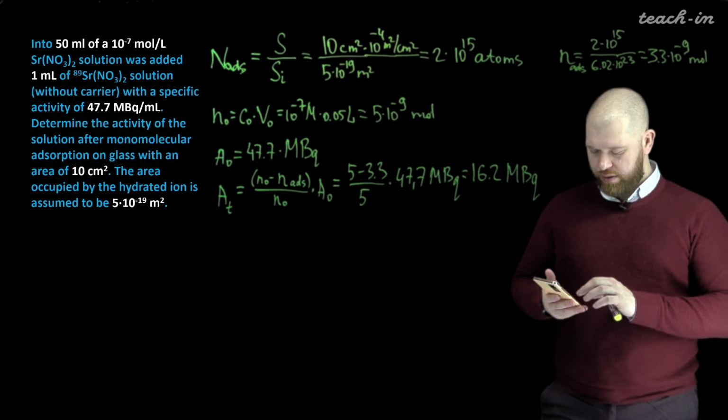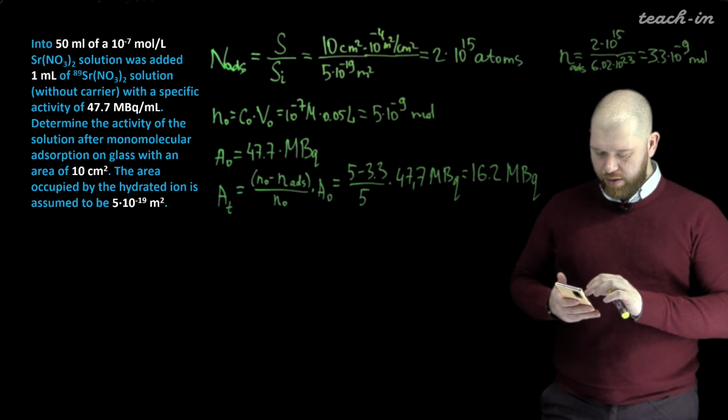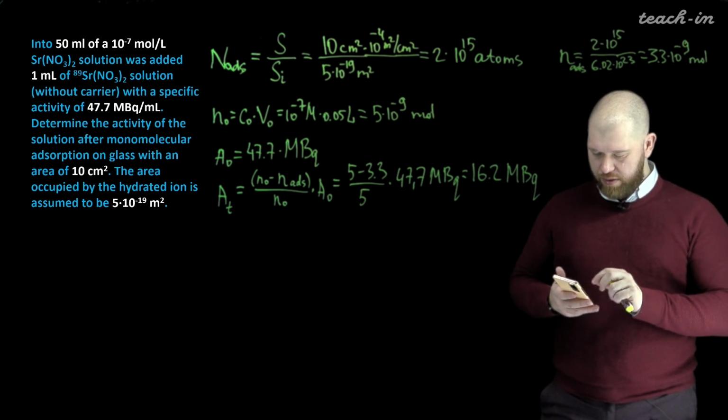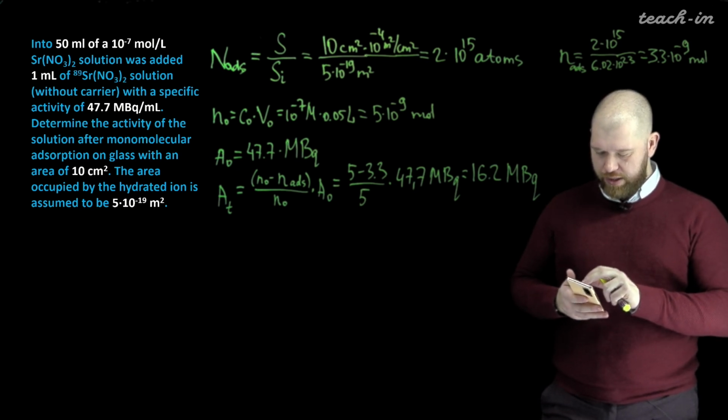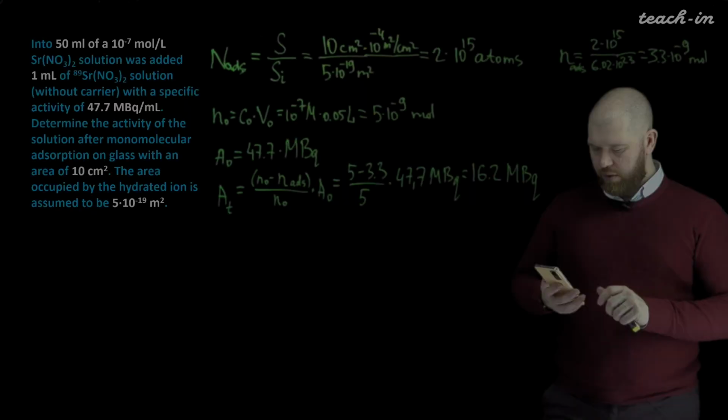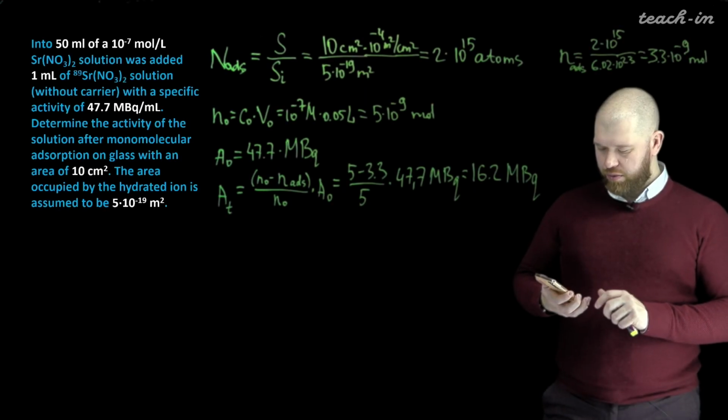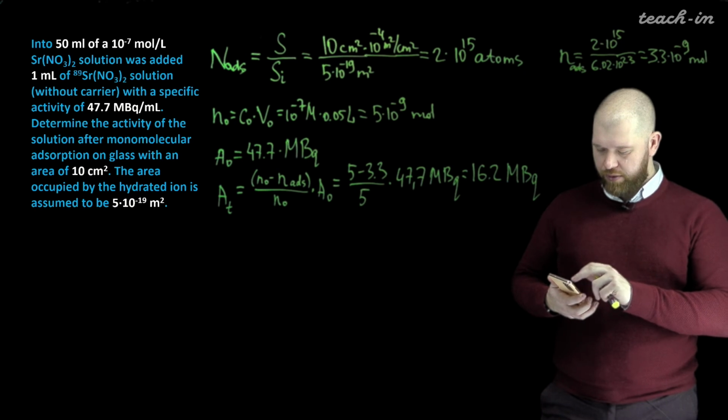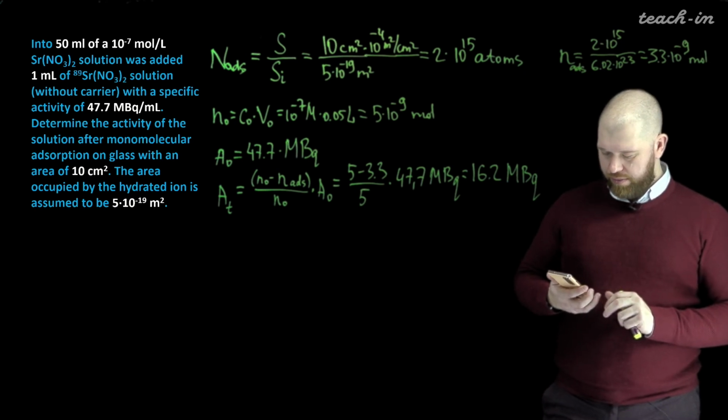And let's look at the half-life of strontium-89. Just a moment. So the half-life of strontium-89 is equal to 50 days.